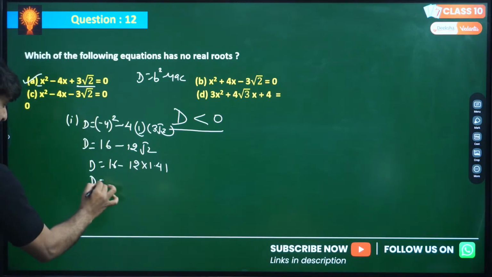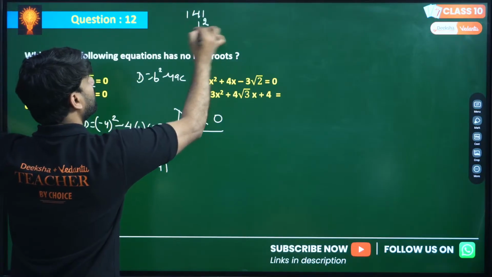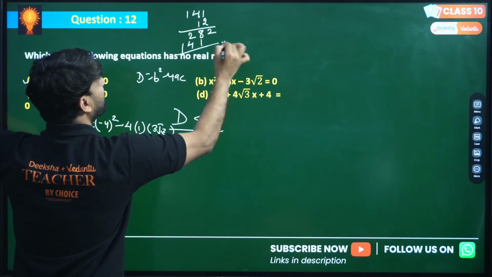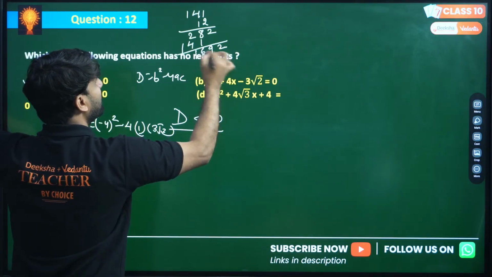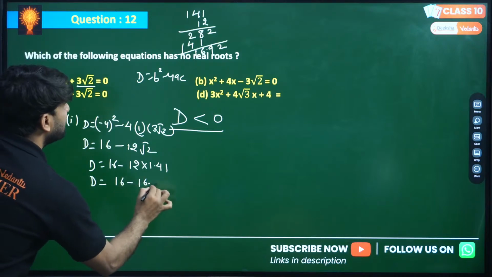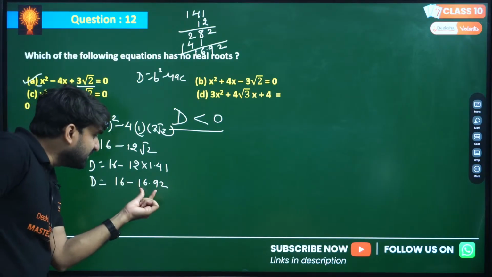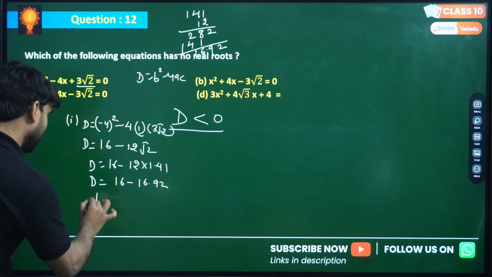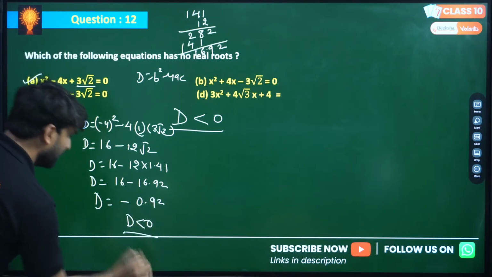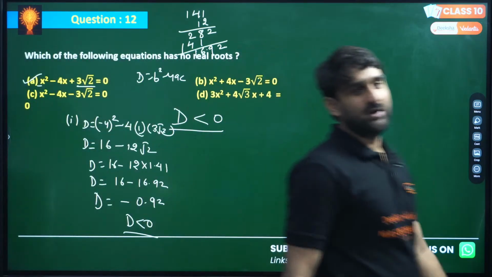So you have to check the value till the decimal form. 1.41 into 12 is 16.92. 16 minus 16.92: 16 is the smaller value, 16.92 is the greater value. So D is minus 0.92, which means D is less than 0. So if D is less than 0, this first equation has no real roots.